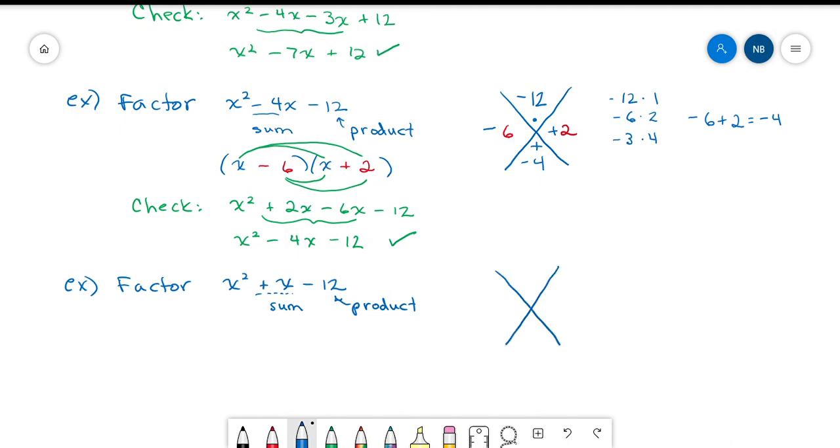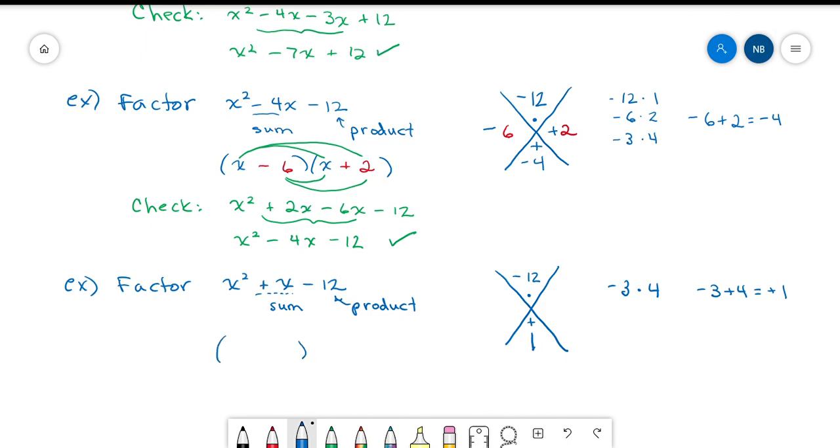So our big X. Our constant is negative 12, and the coefficient of the middle term is positive 1. So we need factors of negative 12 that add up to 1. If you look back up at the last example, notice that one pair of factors of negative 12 is negative 3 times 4. And if you add negative 3 and 4, well, you get positive 1, don't you?